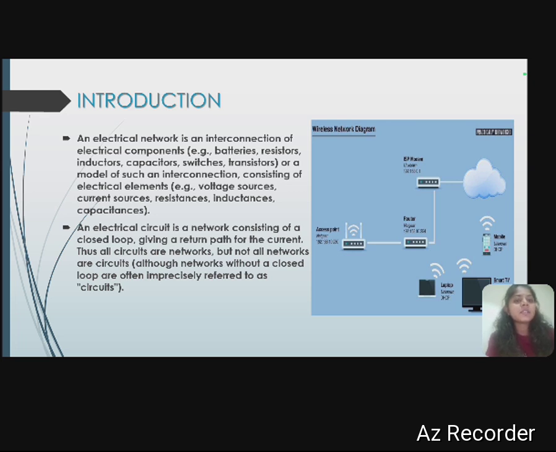An electrical circuit is a network consisting of a closed loop, giving a return path for the current. Through all the circuits or the networks, but not all the networks are circuits. Although networks without a closed loop are often imprecisely referred to as circuits.